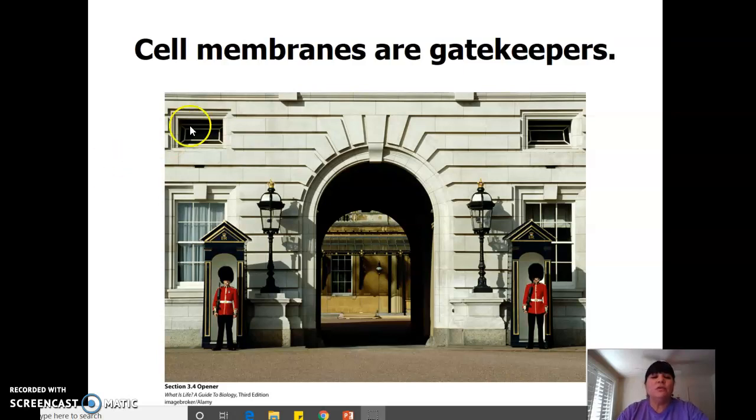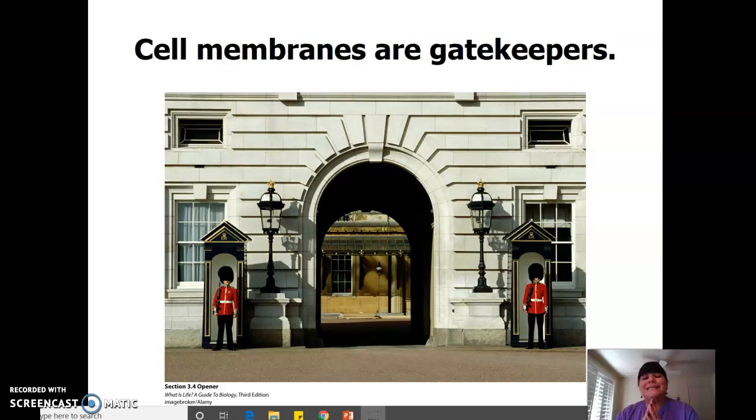Okay, so here's the membrane. It says they're gatekeepers. Why is there this picture? Okay, so if you look, here's this entrance, and here are the guards, right? They're guarding what can go into and out of the building. The cell membrane does the same thing. The cell membrane has openings, and it's selective as to what can go into and out of the cell. So they're the gatekeepers, okay?